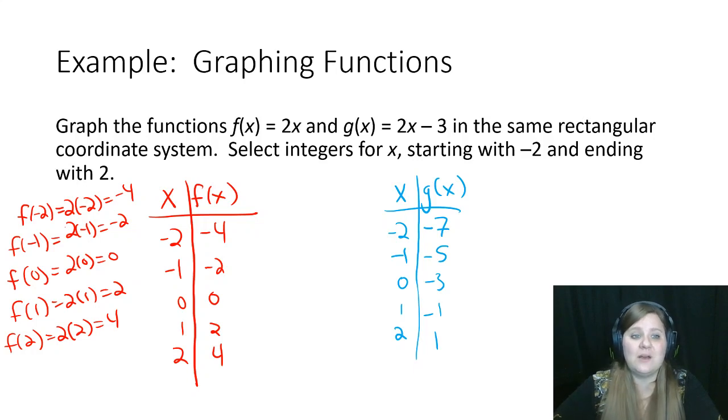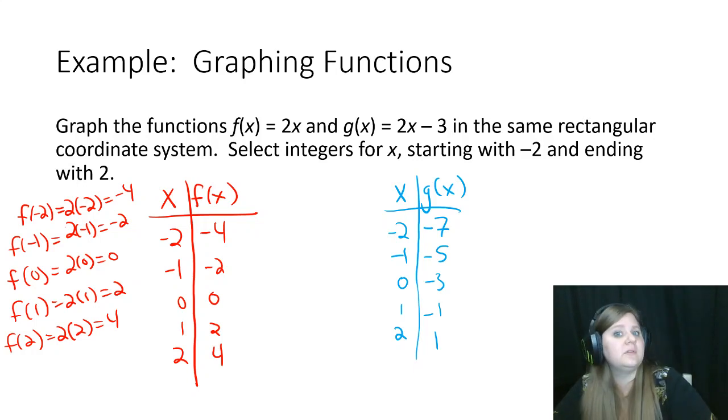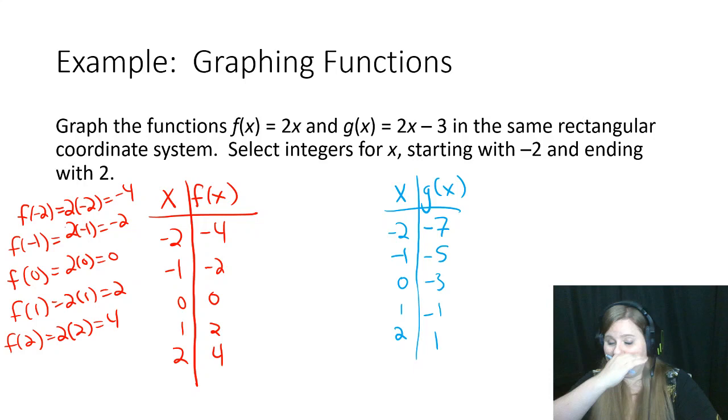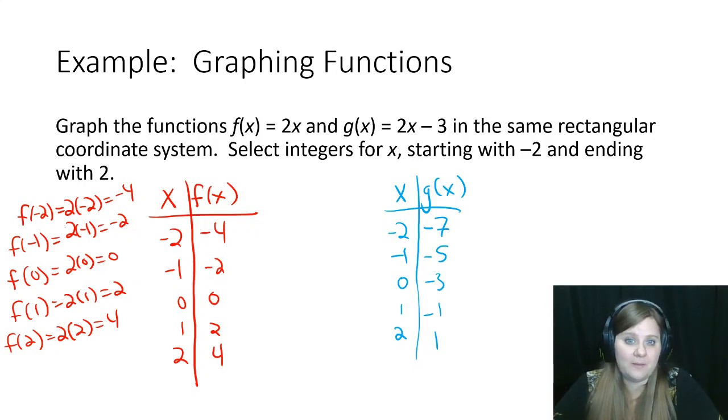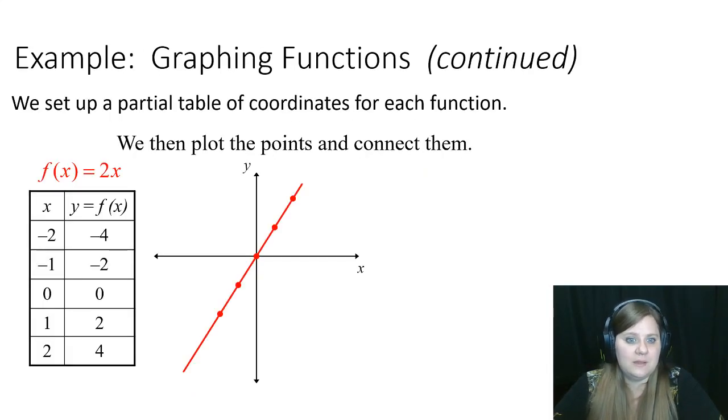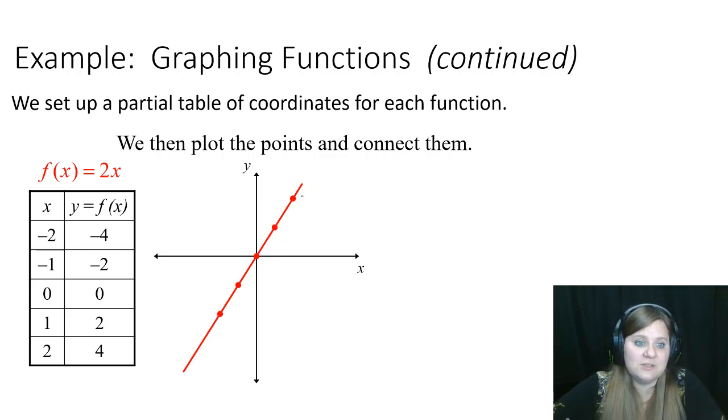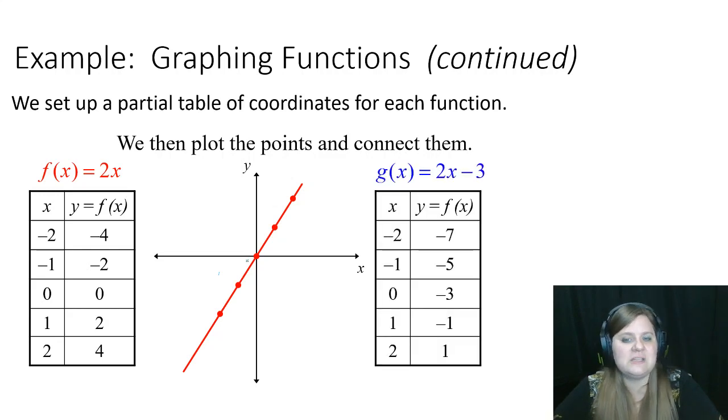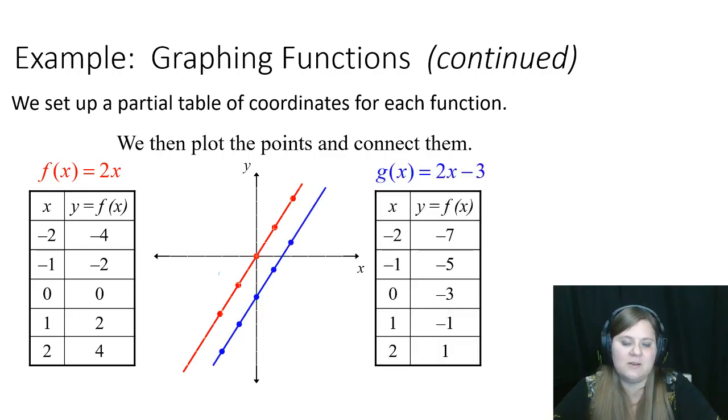So we can now graph these on the same coordinate plane. That means on the same piece of graph paper. Okay? So f of x equals 2x. We start by plotting the points that we found. Okay, and so I found (-2, -4), (-1, -2), (0, 0), (1, 2), (2, 4). So we graph these the normal way. And then using our g of x, we're going to also be able to plot our graph.